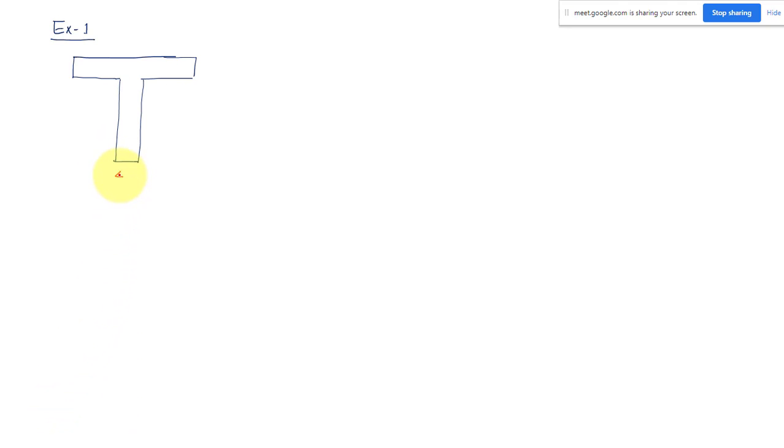So let us say this is 40 millimeter, and the width of this flange is, let us say, 100 millimeter. So the thickness of your flange is 40 millimeter. I think the values I have taken are such that you can directly tell the answer, but every time it will not be like that. Okay, we will see. This is the cross section.